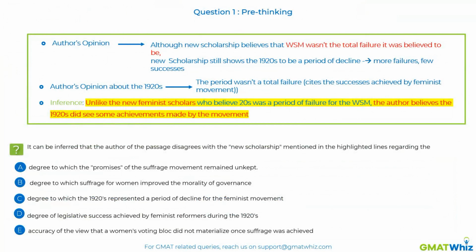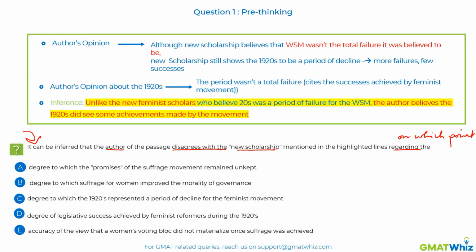Now, the question is, let's focus on the question first, guys. It can be inferred that the author of the passage disagrees with the new scholarship regarding what? So the new scholarship is mentioned in the highlighted lines. The highlighted lines were the first passage, all right? And in that, the author disagrees with the new scholarship on which point?